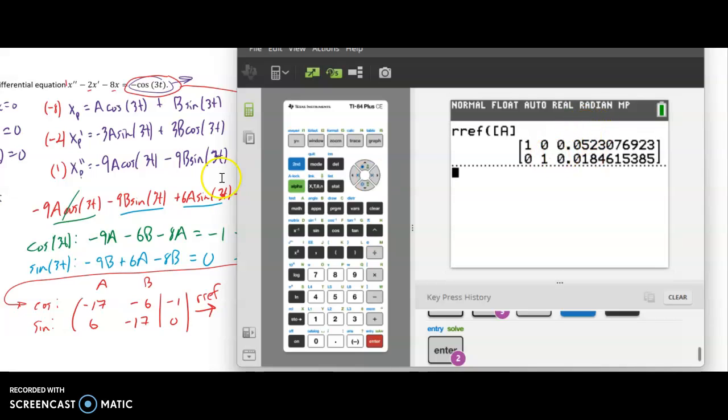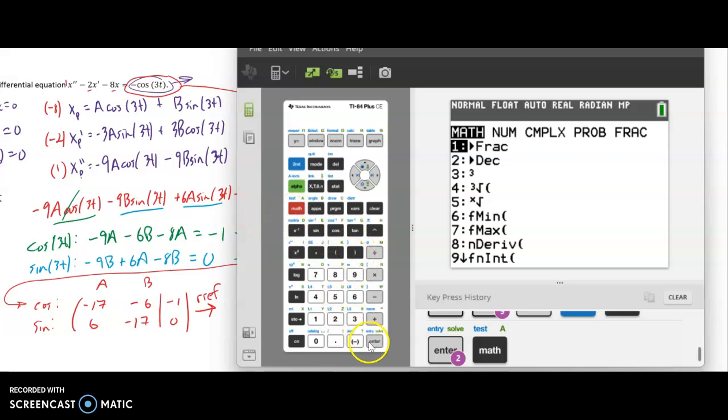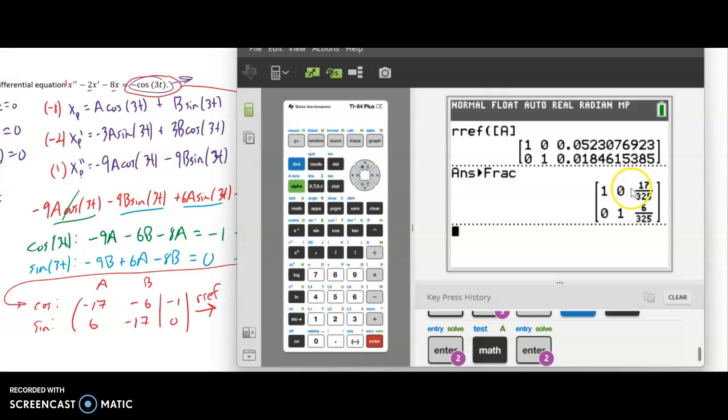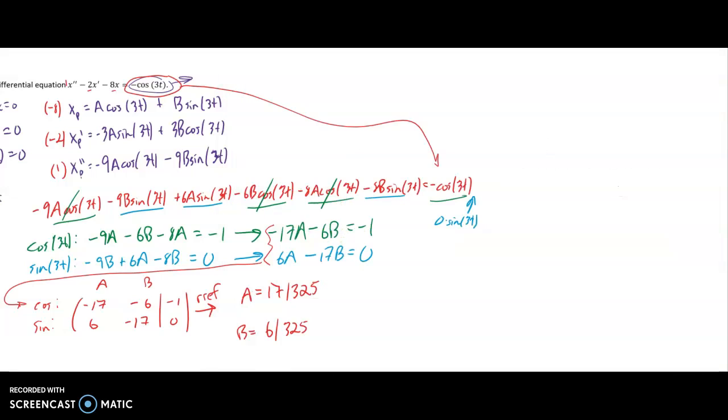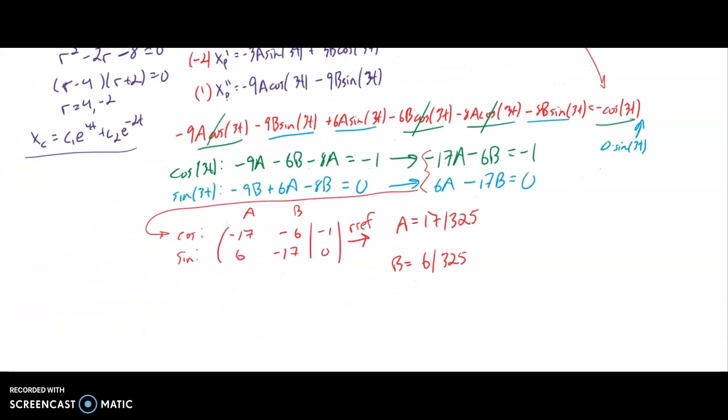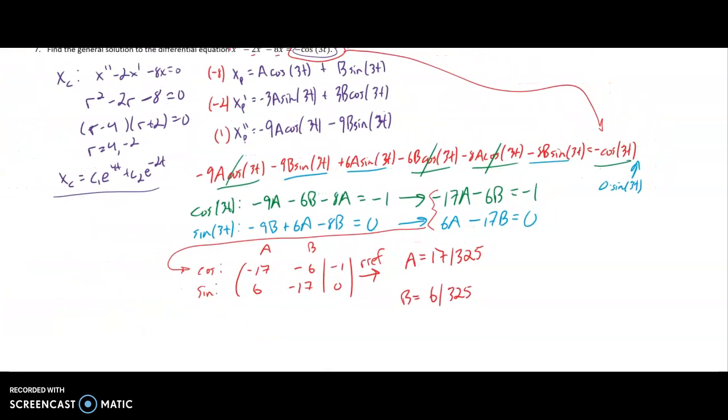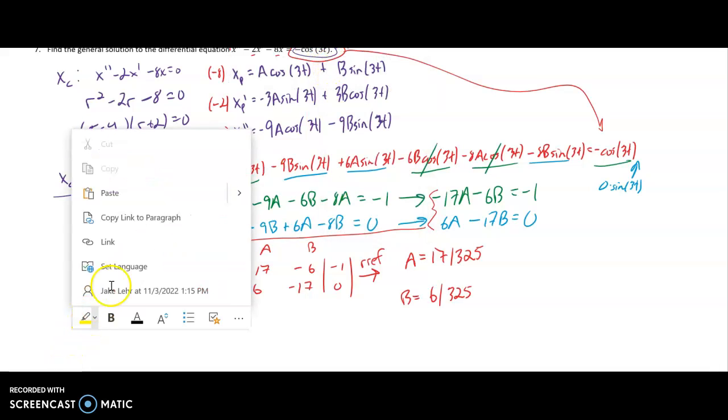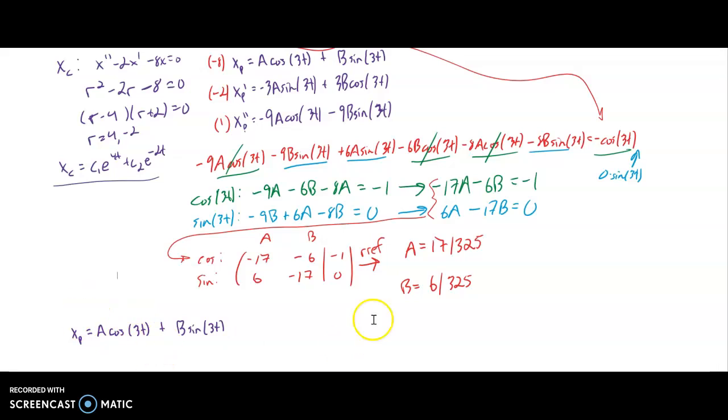So I got these really messy, terrible decimals. But fortunately, I can math frac this thing. I hit the math button there. I frac it. Boom. And I get these right here. So that's 17 over 325 and 6 over 325. So you can see I now have A equal to the 17 over 325 and B equal to the 6 over 325. Those are the A and the B values for my XP, which I think I can grab here. Copy. Put it here. Boom. So this is going to slide in right here, and the B is going to slide in right there.